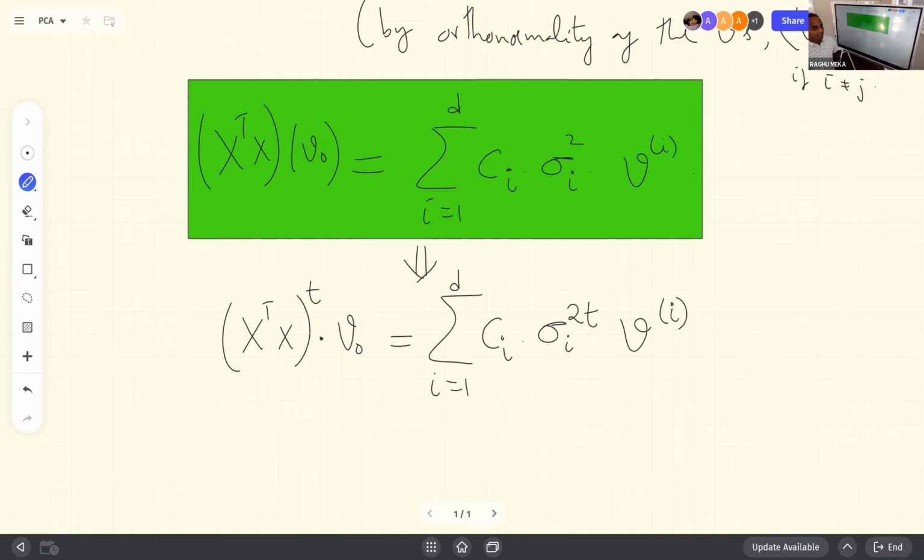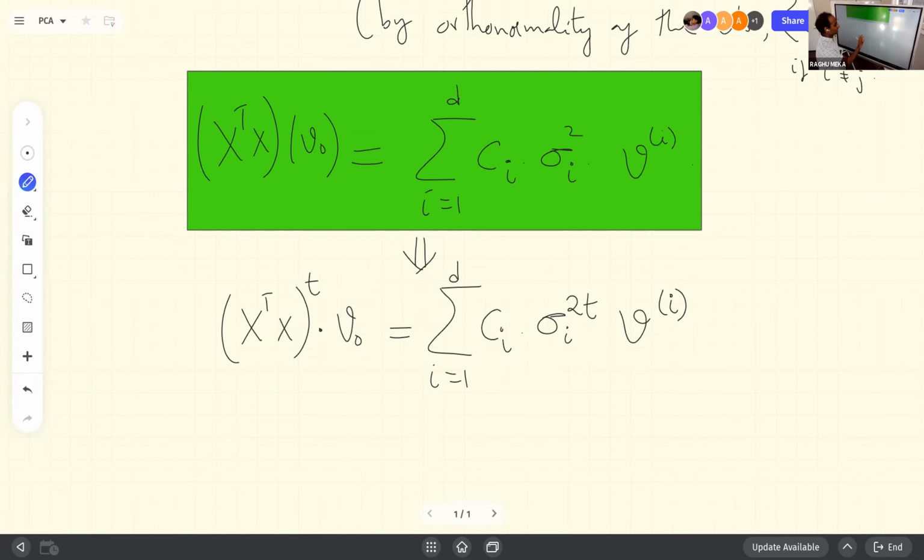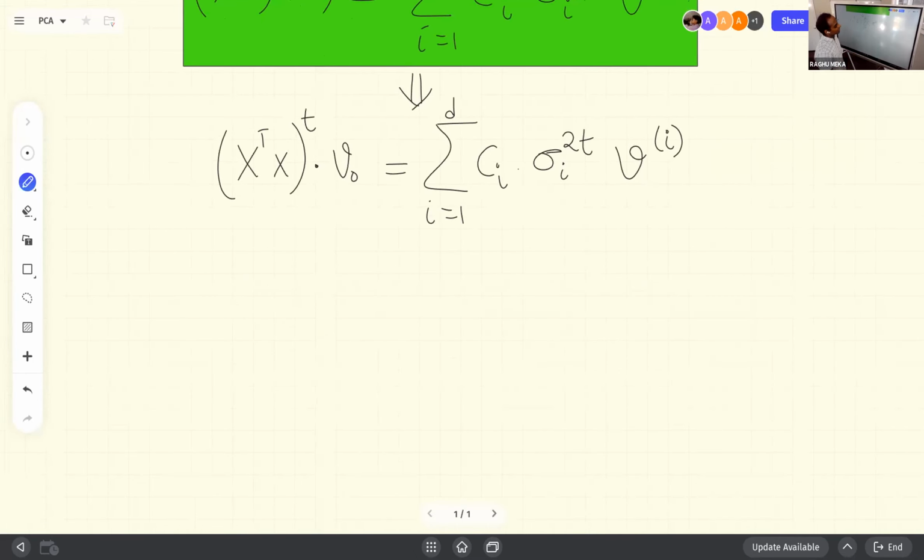Okay. So each time I do this operation of multiplying with X transpose X, the coefficients change by a multiplicative factor of sigma_i squared for each i. Okay. So after t iterations, what I have is this expression for the vectors that are showing up in the power iteration. Okay.